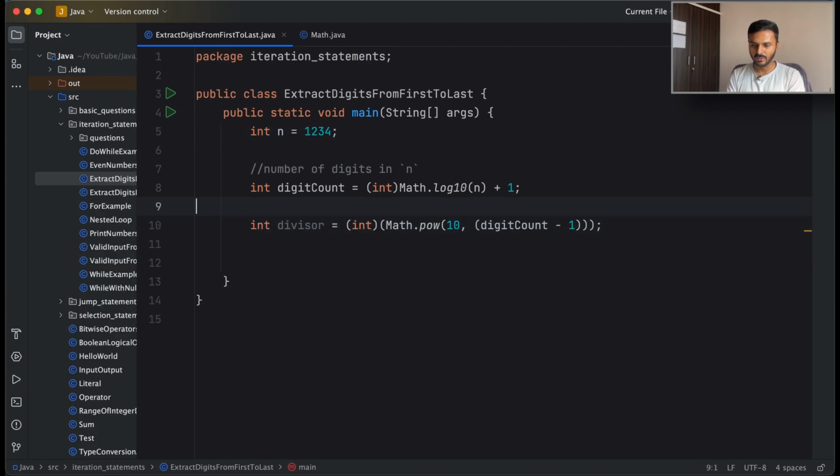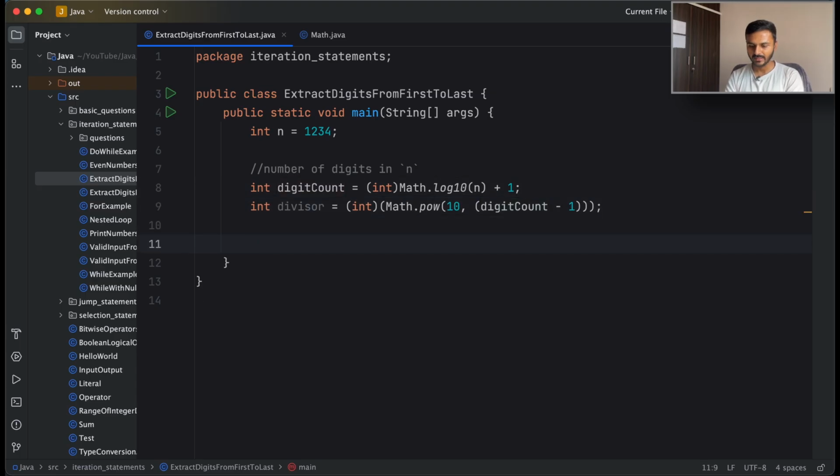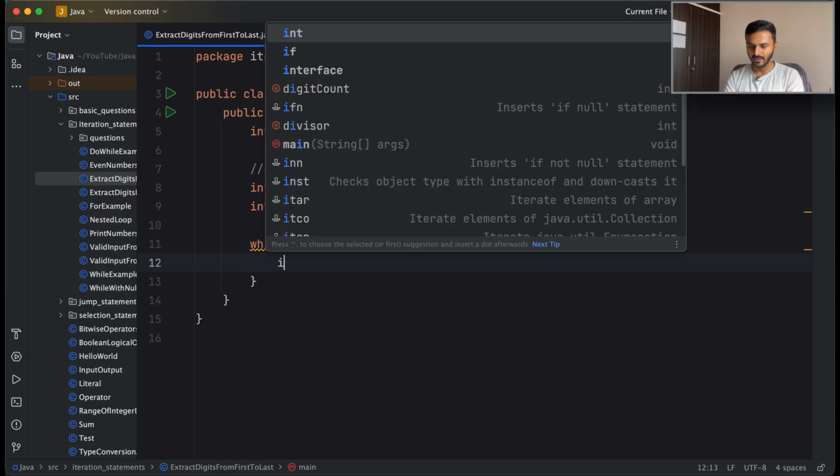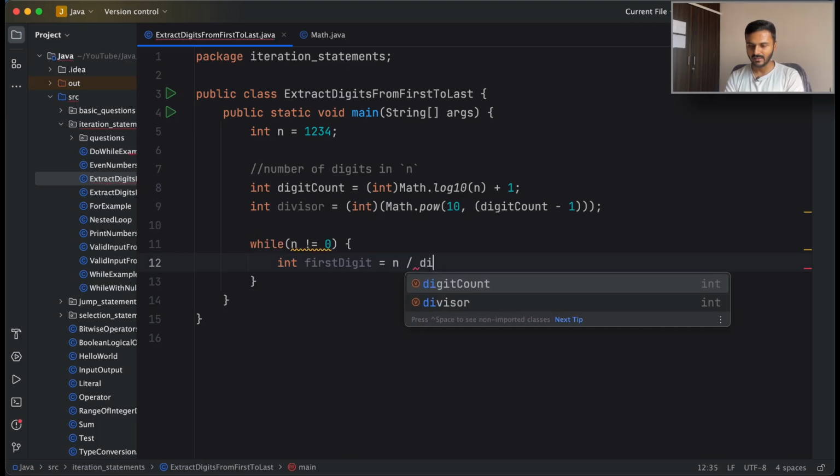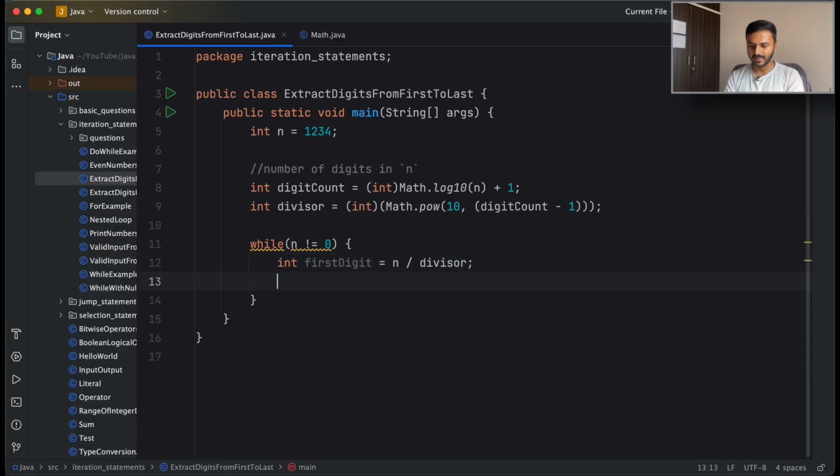So we've got digit count, we've got divisor. The next thing we have to do is run a loop, and that loop will be while n not equal to 0. Then over here, what are we going to say? We're going to say int first digit is equal to n divided by divisor. Then we will get the rest of the number. For the rest of the number, we'll have to go for n mod divisor, right? And then we know that we have to store it back in n.